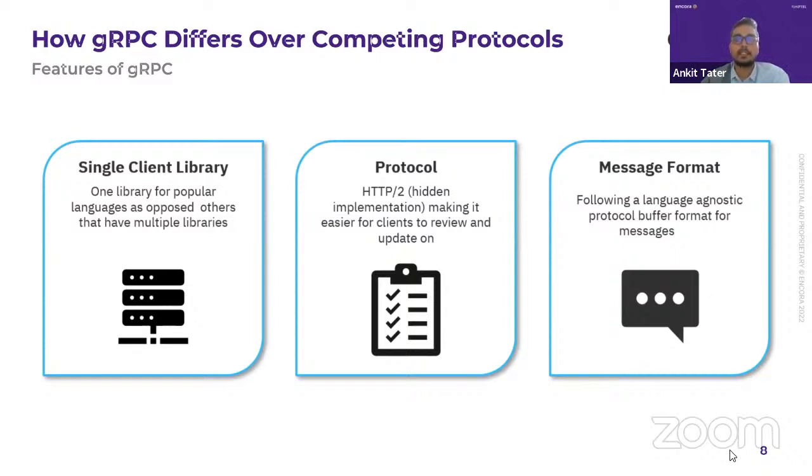Next, we have the message format, which we have already spoken about. It uses Protobuffer, which is very small in size because it transfers data using compressed headers, and the size is also compressed into a binary format. The data exchange uses a binary format. It's not using raw data. So these are a few benefits of gRPC over others.